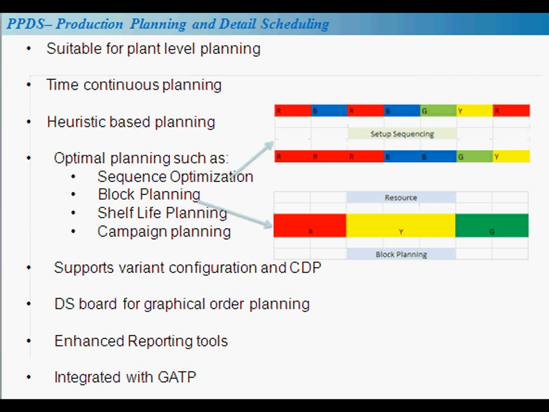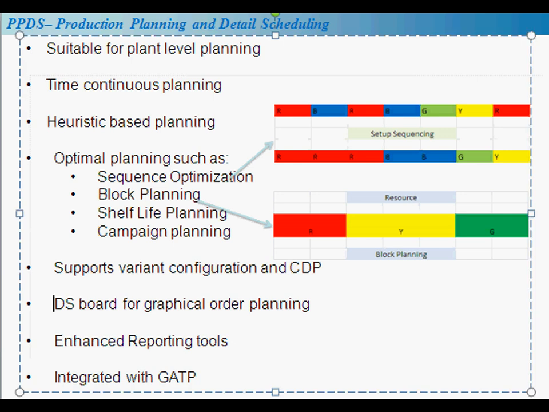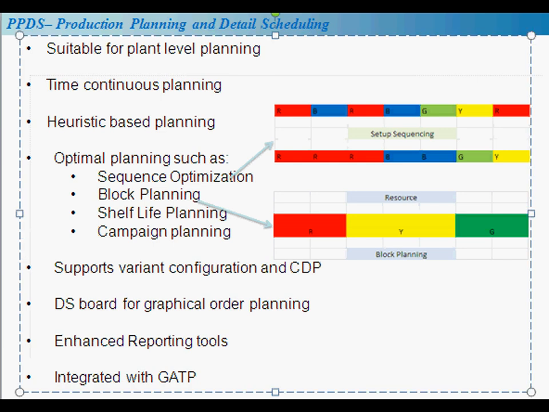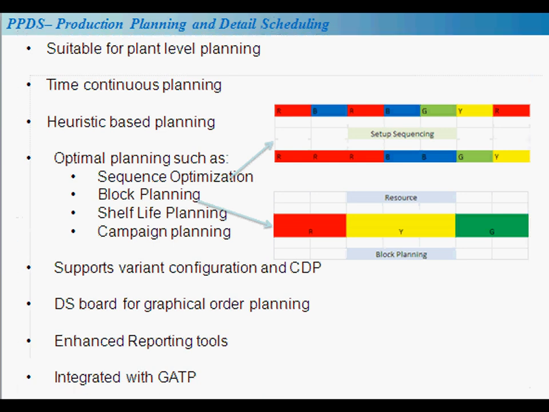and we combine these and create our own planning logic. PPDS offers very good reporting tools, and it also has a DS board. The DS board is a very good tool that helps us to see the order status in a very good manner, and using that graphical interface, the user can drag and drop orders, change the order status, and a lot of functionality is available with PPDS. PPDS is most suitable in case we are trying to use a make to order scenario, and PPDS is the only tool that supports variant configuration.